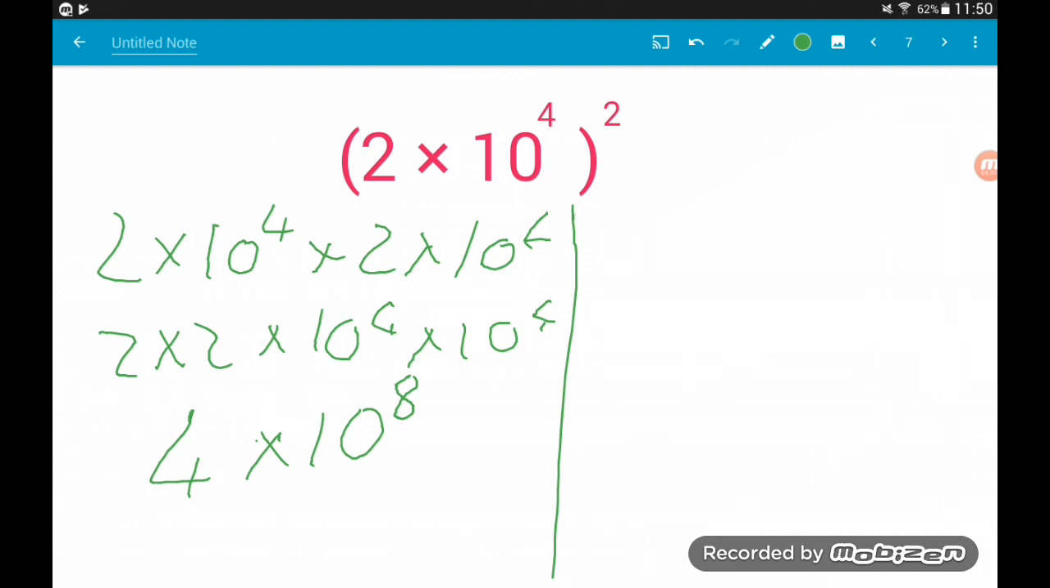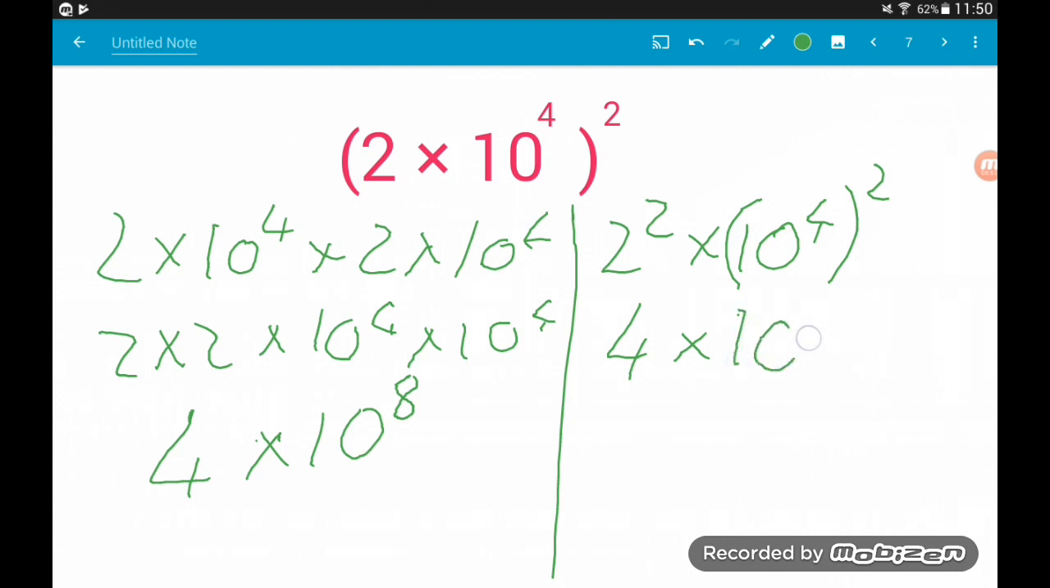How else could we think about that? Well, what's happening with that power on the outside? It affects both things inside of the bracket. So we could have 2 squared times 10 to the power 4 squared. Now 2 squared is 4. And if we square 10 to the 4, we're going to get 10 to the power of 4 times 2, which again gives us 10 to the power of 8. So, two different ways, exactly the same answer. On with the next.